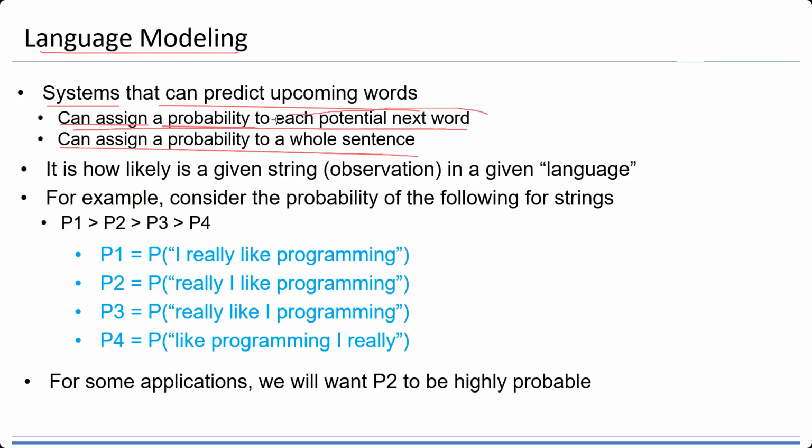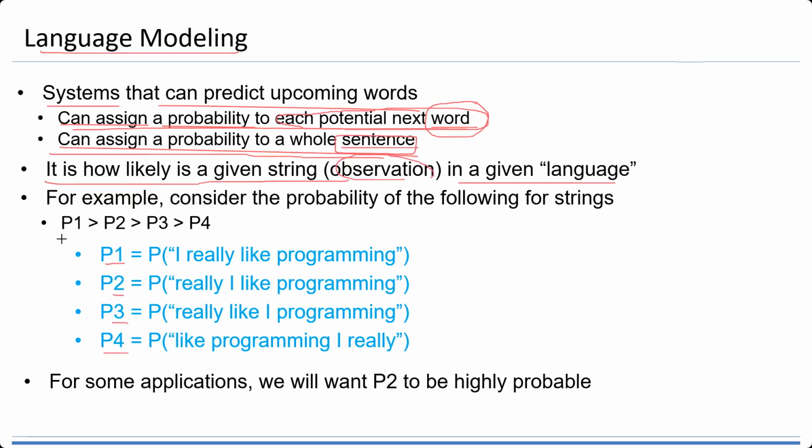Okay, so if this one, it means I will just look at the word. Only one word. We already learned this from the text representation. But this one, we can see from the sentence. So if it is one word, it is a word; this is a sentence, 文章. So it is how likely a given string or observation is in a given language. So for example, I have four strings, I have four texts.